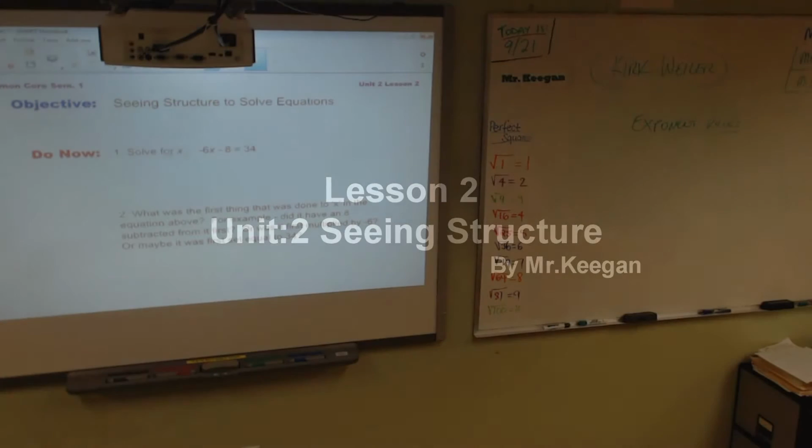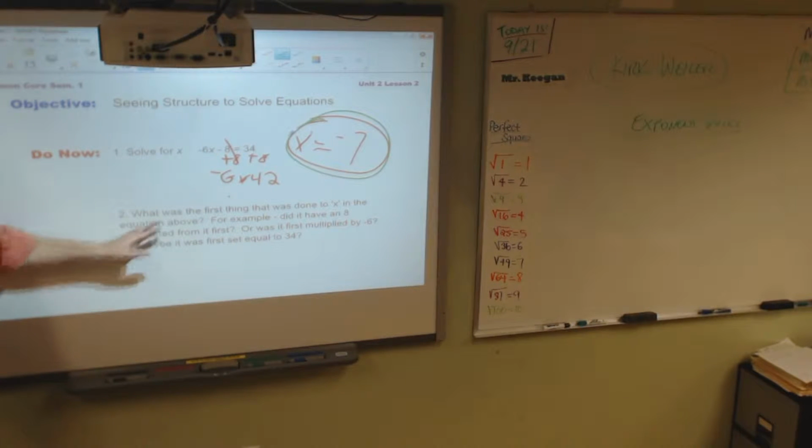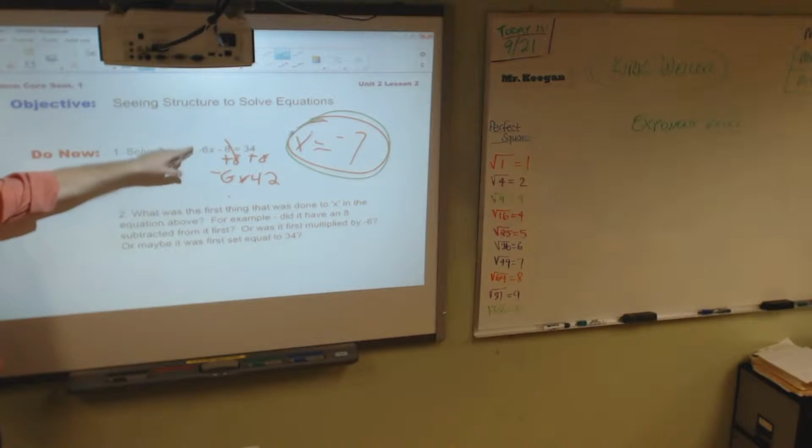So we got x is equal to negative. All right, this is to do now. Solve for x, and then just look at this question and see if you can figure out what I'm talking about. When this equation started out, what I'm asking here is what was the first thing that was done to the x in this equation above?